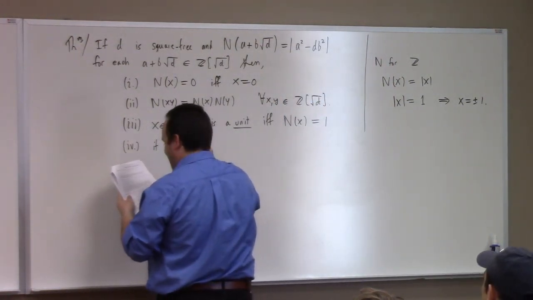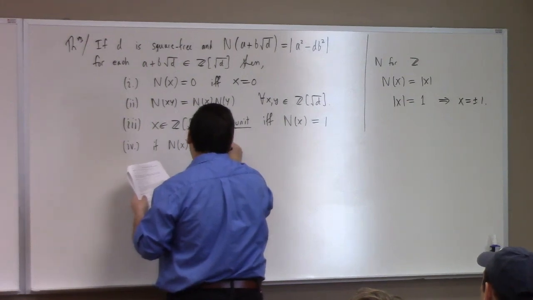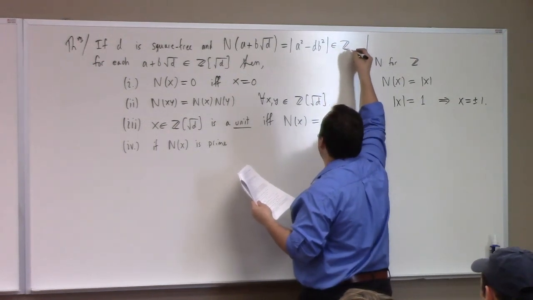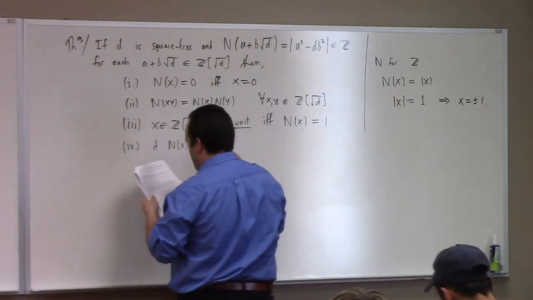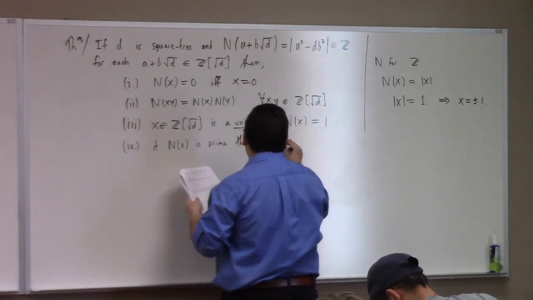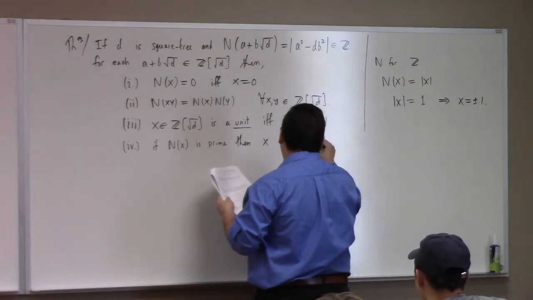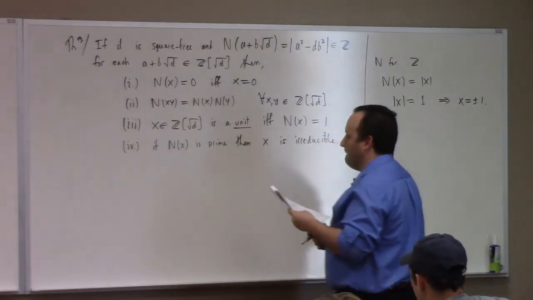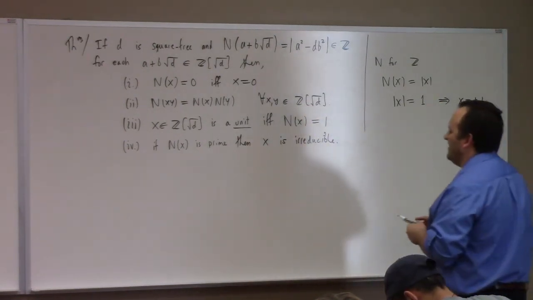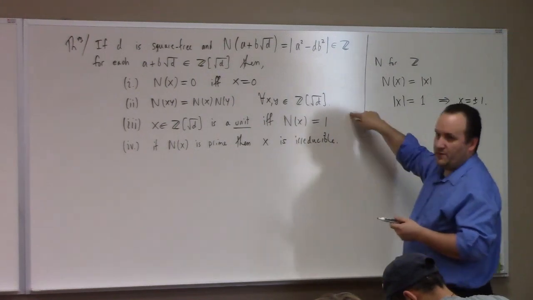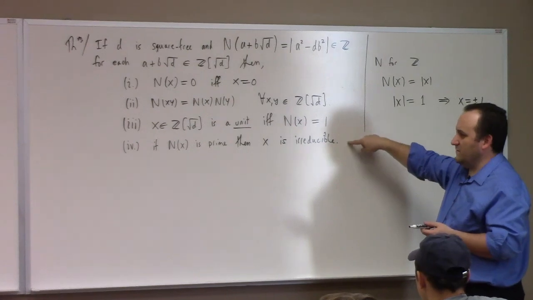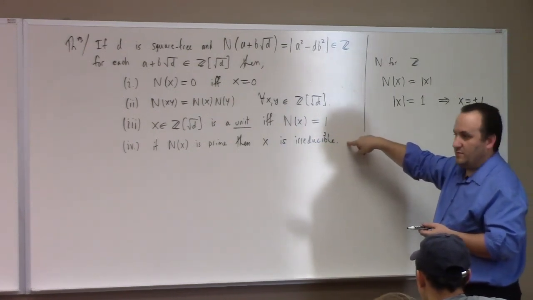If N of x is prime, remember N of x is an integer, right? In fact, it's a positive integer. Well, it's non-negative, I should say. If N of x is prime, then x is irreducible. Now I think you had in your homework, I believe you guys have done 1, 2, and 3, right? I don't think you've done that yet, have you? No, so we should try to prove 4.